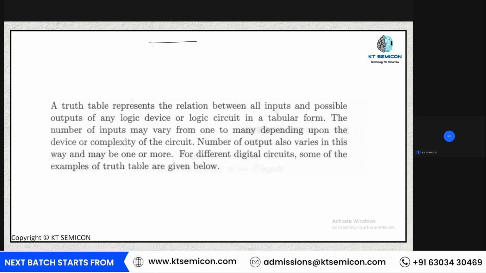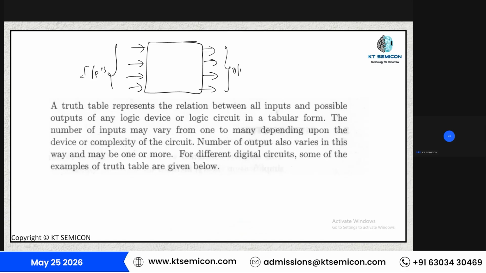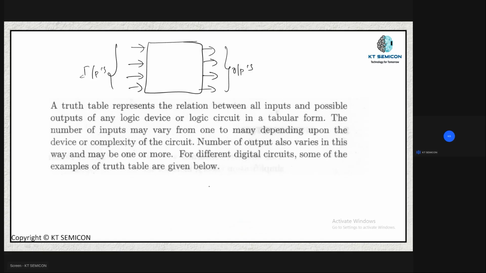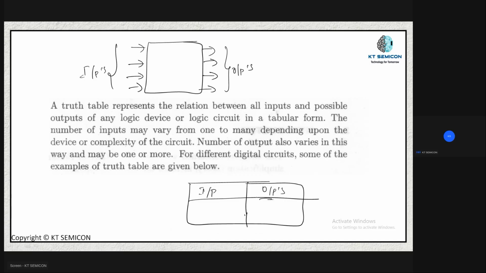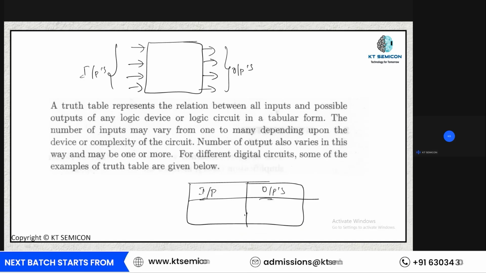Let's say we have a black box like this, and I have a set of inputs and a set of outputs for this black box. These are my set of inputs and these are my set of outputs. A truth table is a table which establishes the relationship between your input and output. In the truth table, you have inputs on the left hand side and outputs on the right hand side. By seeing the truth table, you can get the functionality of a particular design.